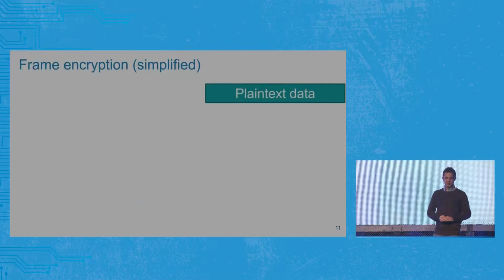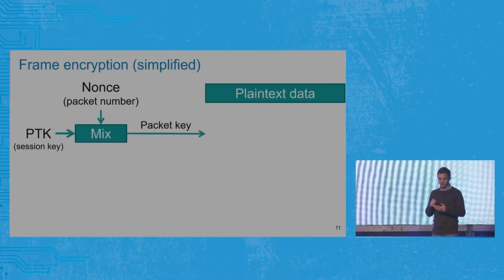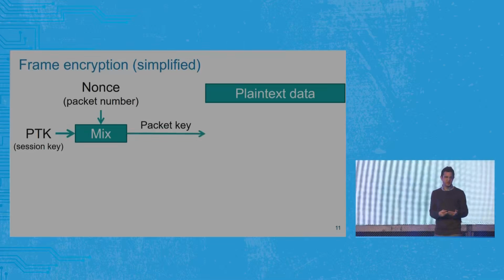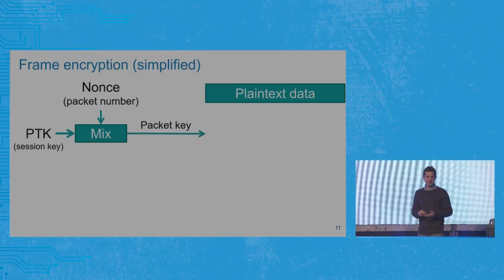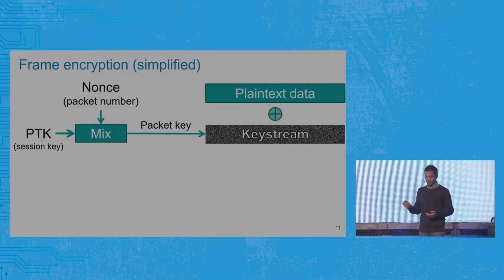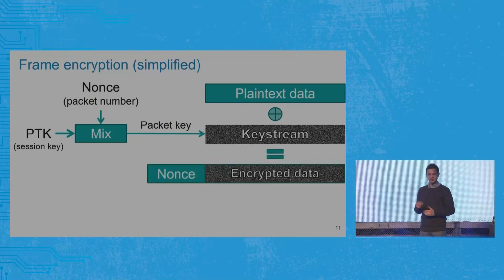So let's take the following example. We have some plaintext data that we want to send, and the encryption process is quite straightforward. We take this negotiated session key, the PTK, and we combine it with a packet number, and this packet number is called the nonce. And the idea is for every packet that is transmitted, this packet number is incremented by 1. And if we then combine the session key with this packet number, we get a unique per packet key, and that per packet key is fed to the encryption algorithm, which for a protected Wi-Fi network is always a stream cipher. And a stream cipher is very straightforward. You give it the key, you get as output some key stream, then you XOR the plaintext data with this key stream, and you get the encrypted packet that you can send over the network.